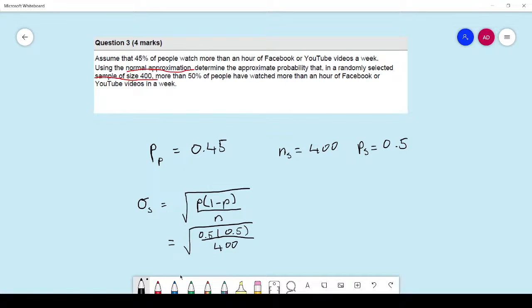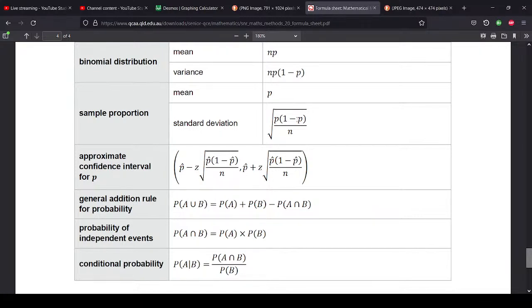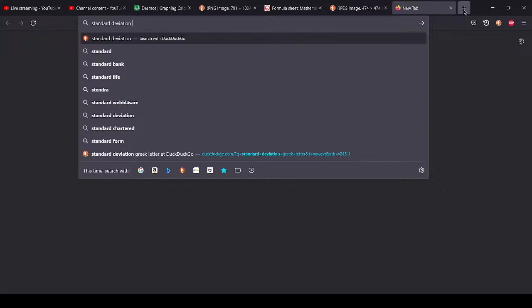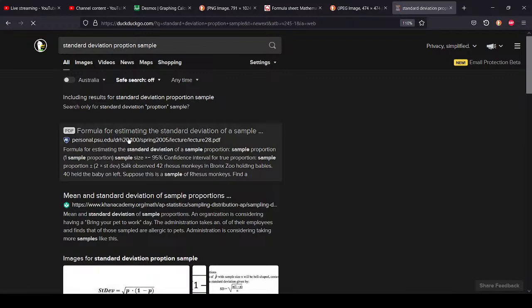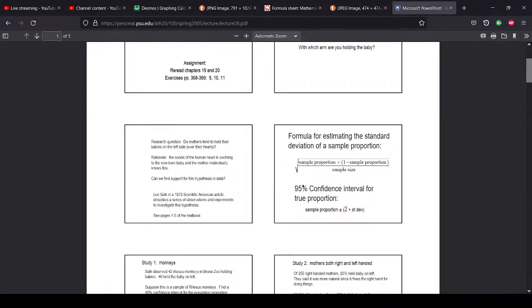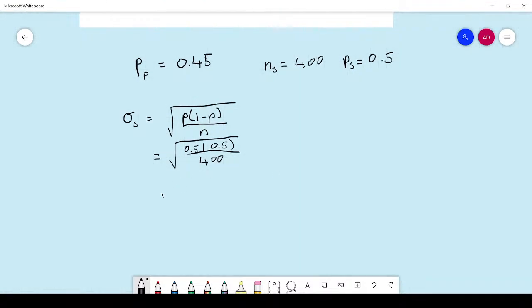Let me just check I haven't made a mistake here. What was our formula? p times 1 minus p over n. Let's double check that. Standard deviation of a sample proportion. Yep, sample proportion times 1 minus sample proportion over sample size. So that is all good.